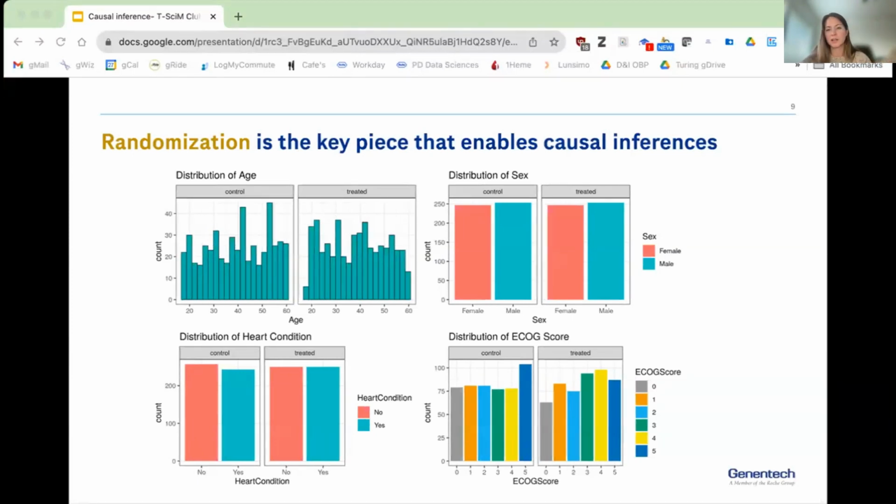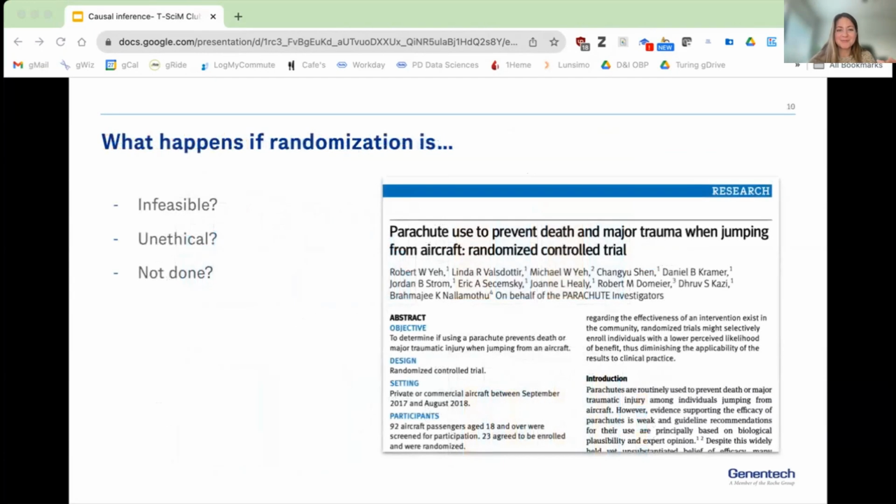Of course, there's random variability, and they won't be perfect, but with a large enough sample size, especially considering that RCTs will enroll thousands of patients, this will be good enough. Okay, so we're done. Randomization is all we need for causal inference. Or what happens if randomization is infeasible or unethical or just simply not done?